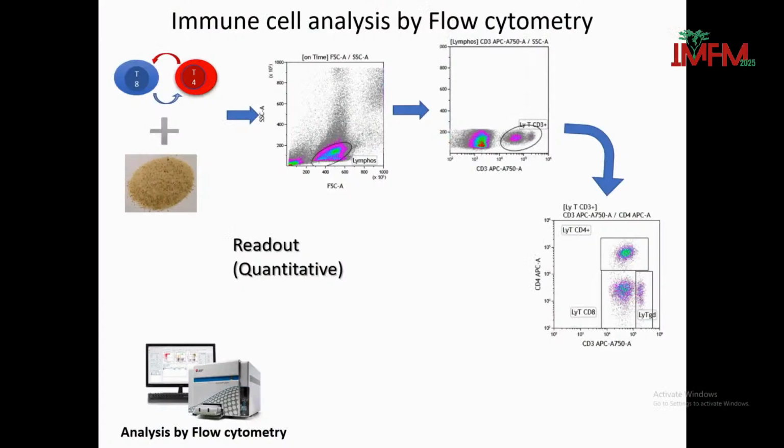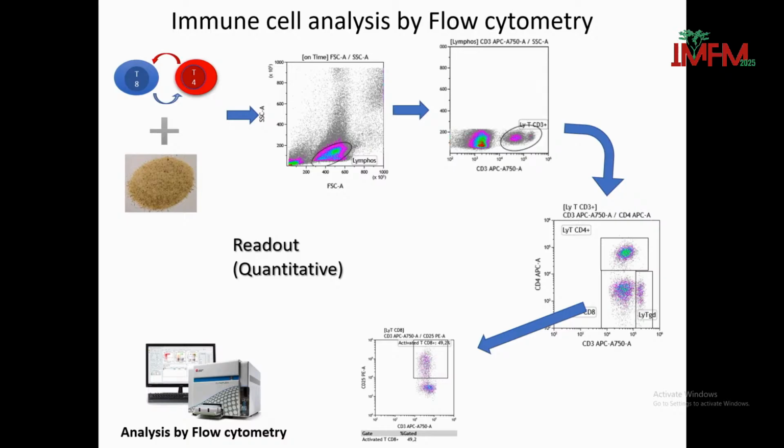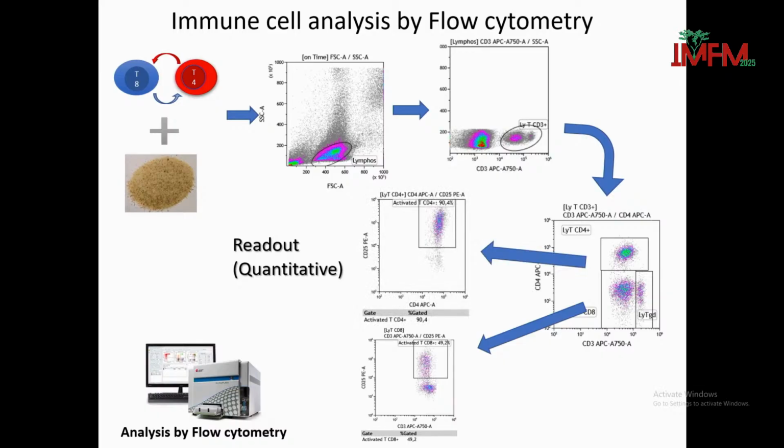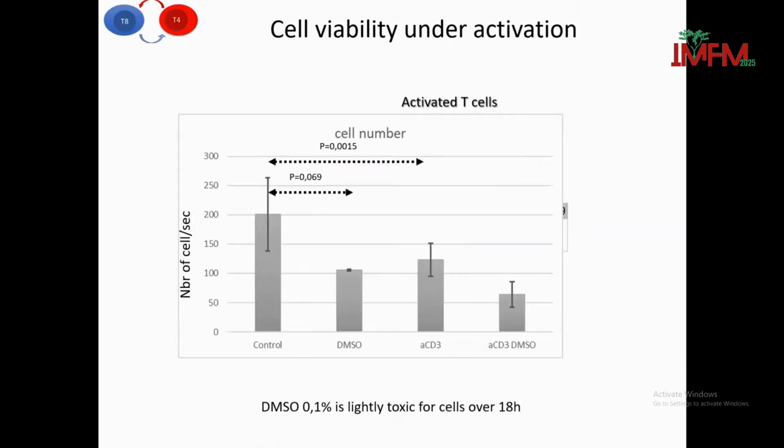We can separate the lymphocyte T cells, and from the T cells, we can separate both CD4 or CD8 T cells, and then we can measure the readout of the different subpopulations by measuring the activation of these different cells. It's very precise, it's very rapid. We can analyze 300 to 1,000 cells per second, and we can have very precise quantitative results.